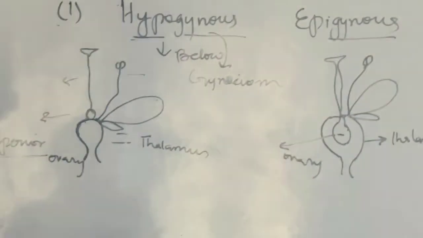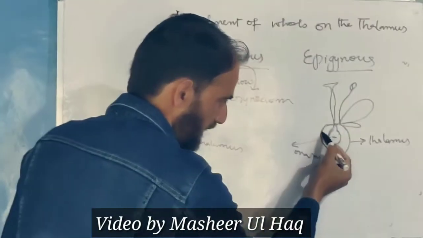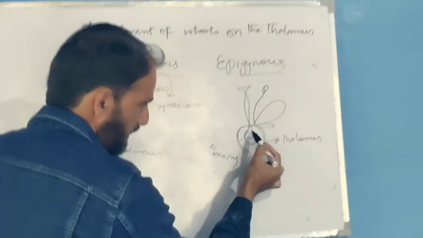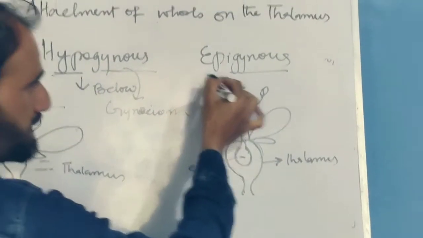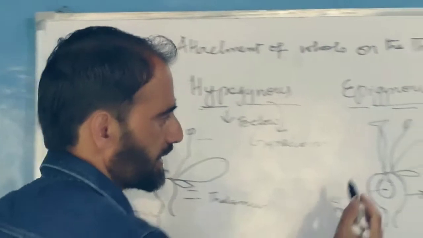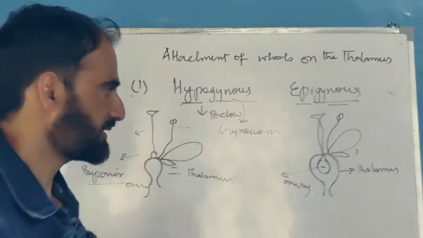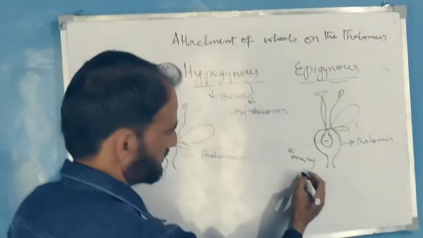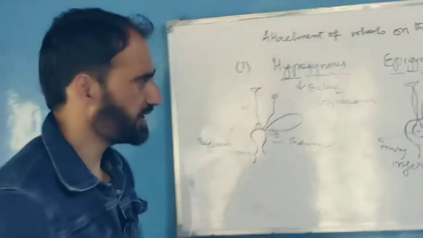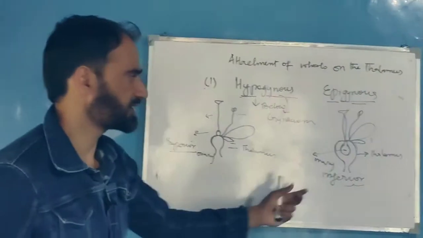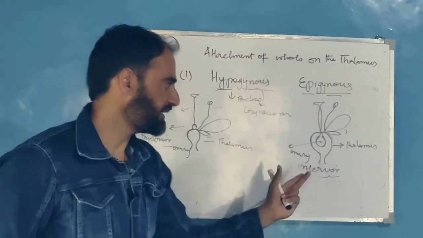So what happens in this condition is that the ovary is inside the thalamus, and this is called epigynous. That means the other whorls are above the ovary and the ovary is inside the thalamus. This condition is called inferior ovary. Why inferior? Because it is below the other whorls. Other whorls are on the top of the thalamus and the ovary is inside the thalamus.